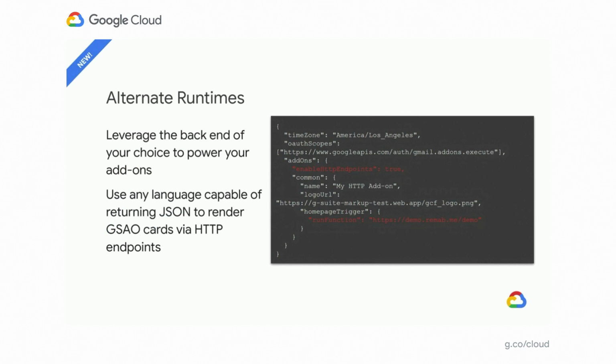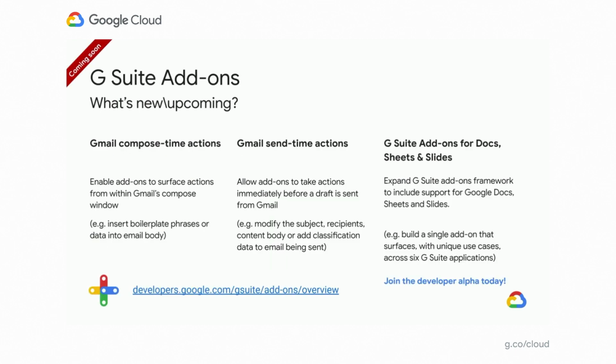So what else is coming? A whole bunch of things, a big investment area for us. In addition to alternate runtimes, other big changes are compose time and send time actions in Gmail. These are super neat. For example, with the compose time add-on, you can create an add-on now that will assist users in the authoring of emails. So you can do things like insert boilerplate text or add pertinent data into the body of the email, making it easier for folks to actually send out emails with content that you produce, saves them time, also saves the accuracy.